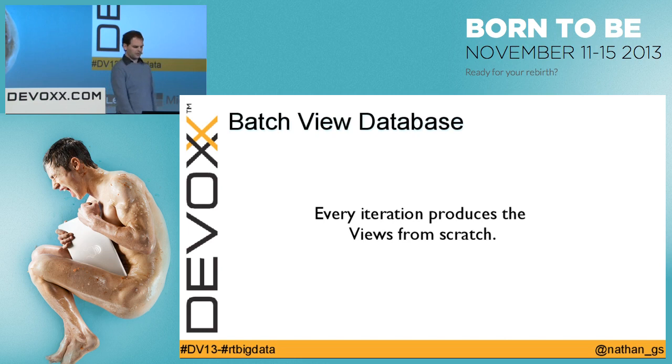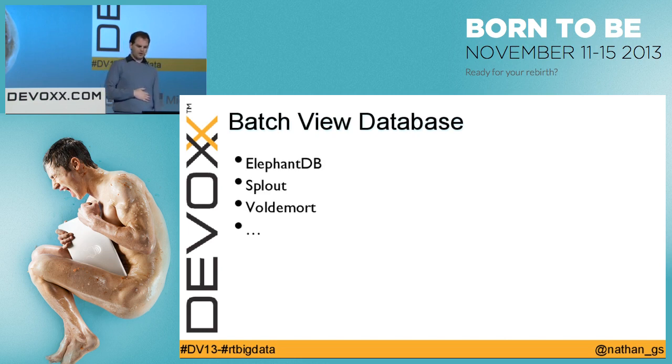So I think a few candidates for these batch views are something like ElephantDB, or Splout, or Voldemort with a read-only backend. Or why not use Elasticsearch, where you use a MapReduce process to write out your Lucene indexes, and you just read those Lucene indexes and make them available using Elasticsearch or Solr? Why not?